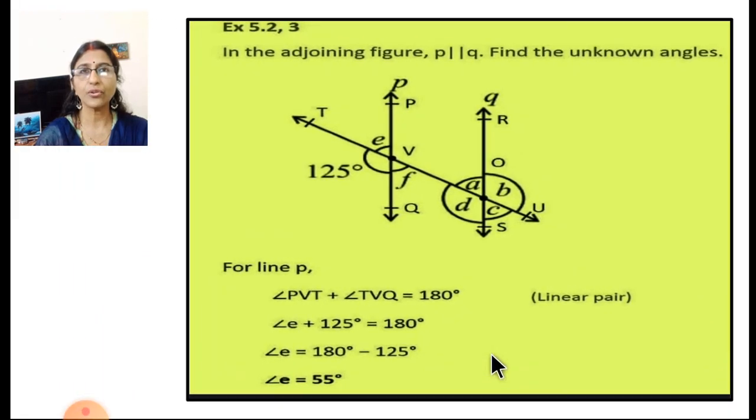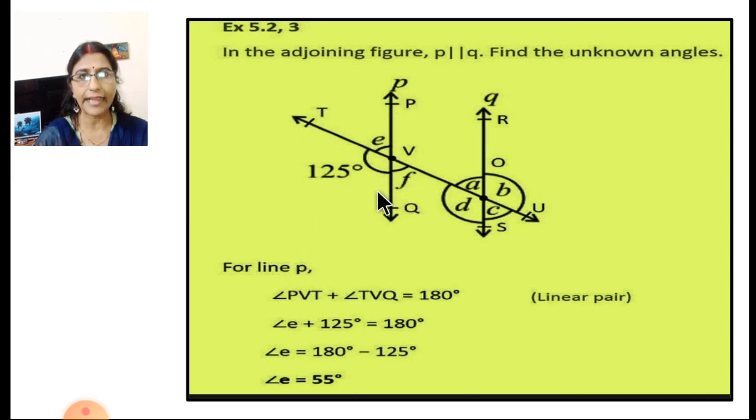Now children, we will go to the third question. Question number 2 we have done in our previous session. So we'll do question number 3 now. In the adjoining figure, P is parallel to Q. This is the line P which is parallel to Q. And you have to find out the unknown angles. So unknown angles means angle A, angle B, angle C, angle D, angle E and angle F we have to find out.